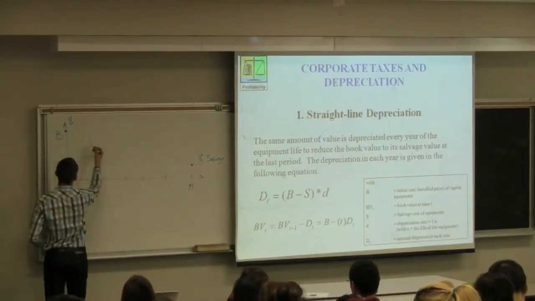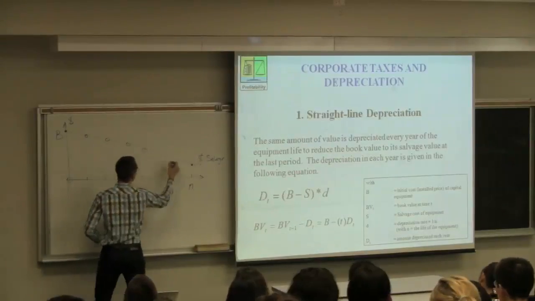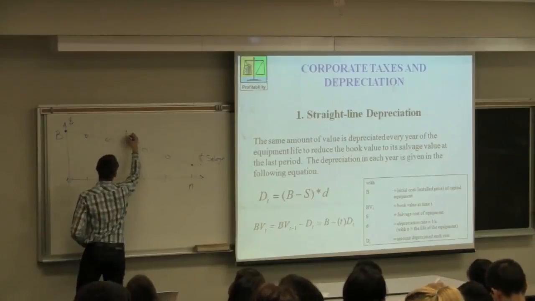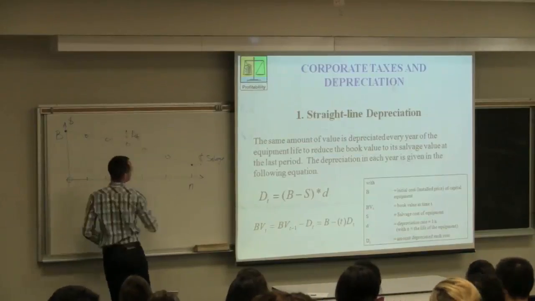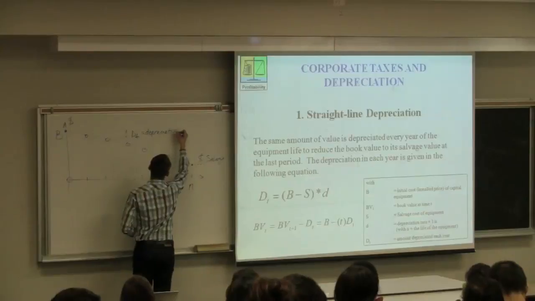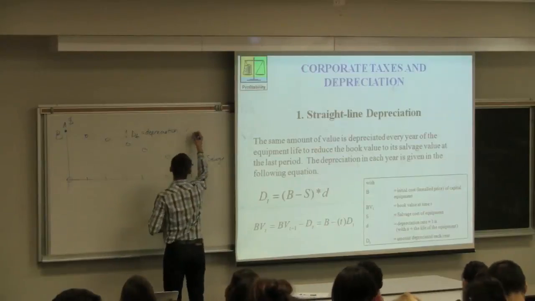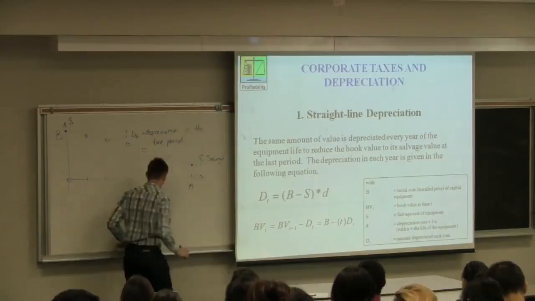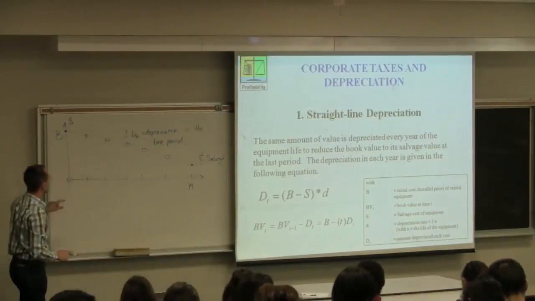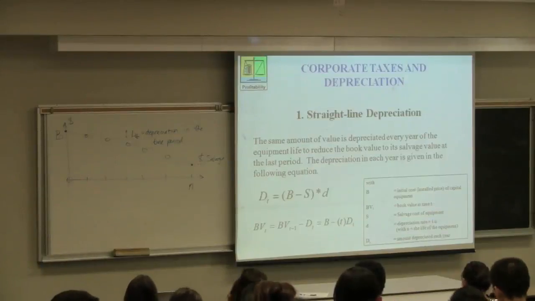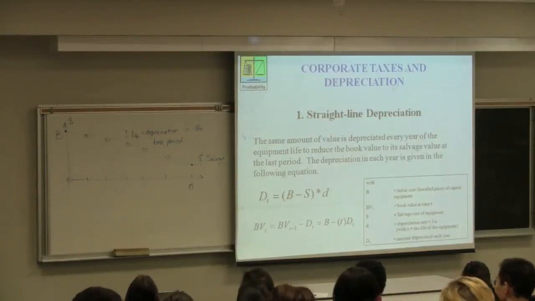My book value starts at capital B dollars, then each year the book value decreases by even amounts. The amount that it decreases by is here called D subscript T. D subscript T is the depreciation in the time period. That's the amount by which it's lost its value. That's the amount that you can reduce your corporate taxes by. That D_T is the depreciation you get to subtract off: income minus expenses minus depreciation. That's the D_T dollars that you get to reduce your income by before you multiply by your percentage tax.